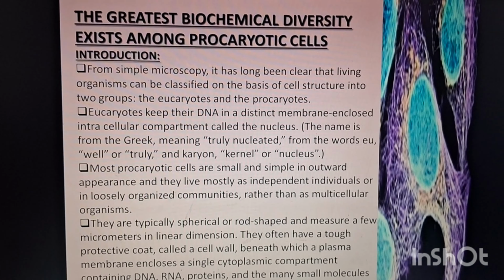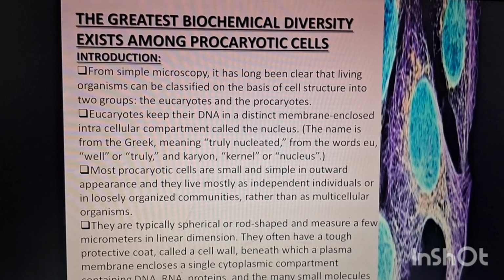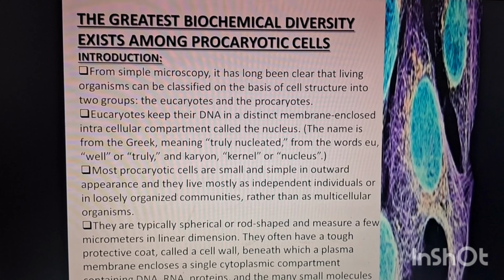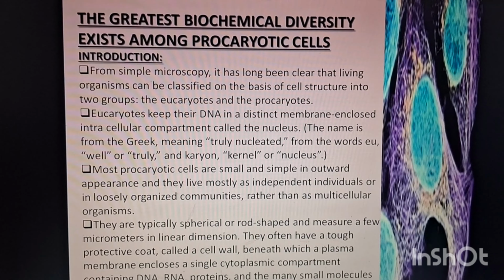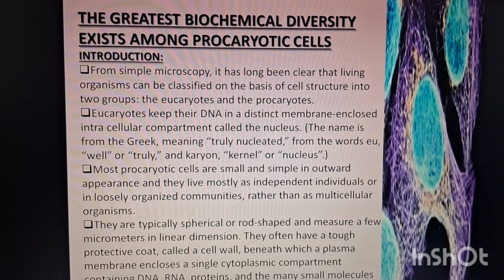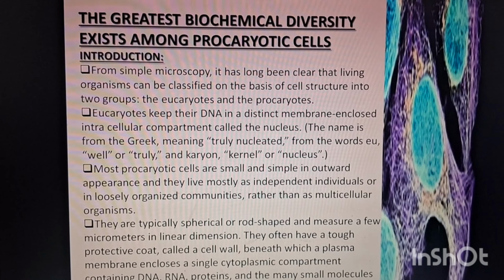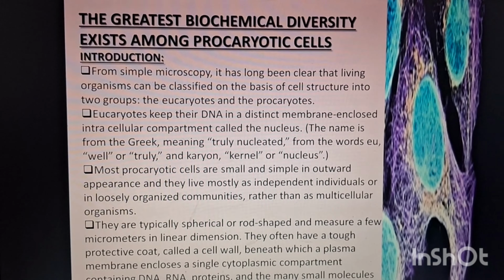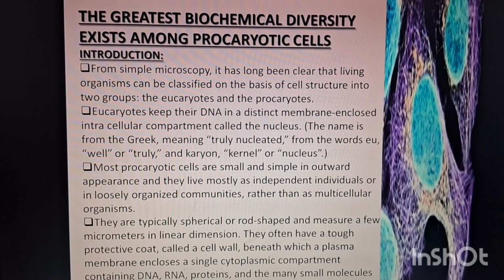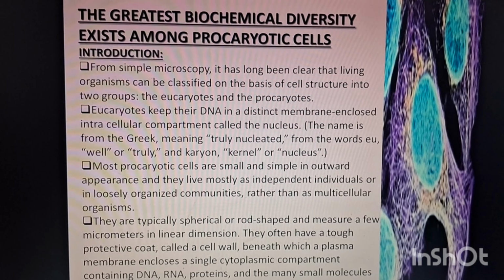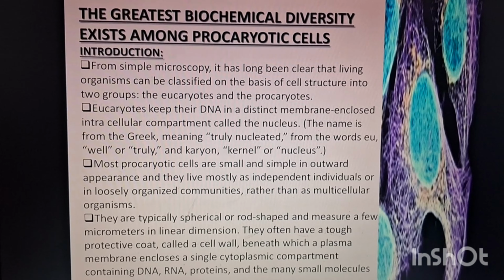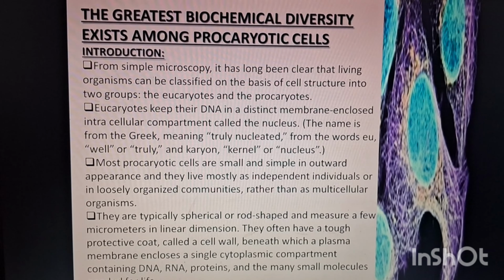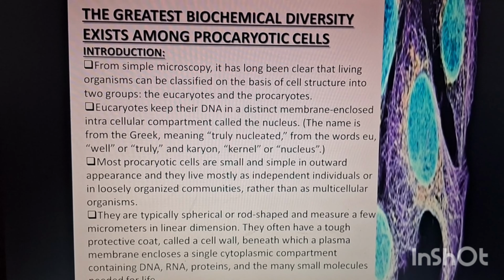From simple microscopy, it has long been clear that living organisms can be classified on the basis of cell structures into two groups, the eukaryotes and prokaryotes. Eukaryotes keep their DNA in a distinct membrane-enclosed intracellular compartment called the nucleus. The name is from the Greek meaning truly nucleated, from the words eu, meaning well or truly, and karyon, or kernel, meaning nucleus.